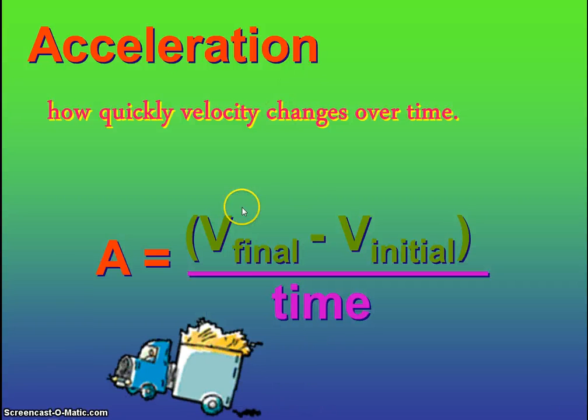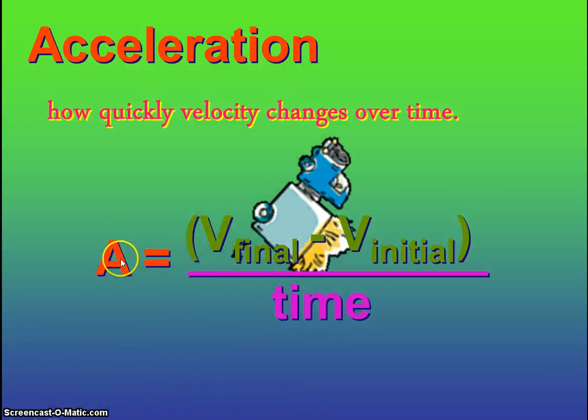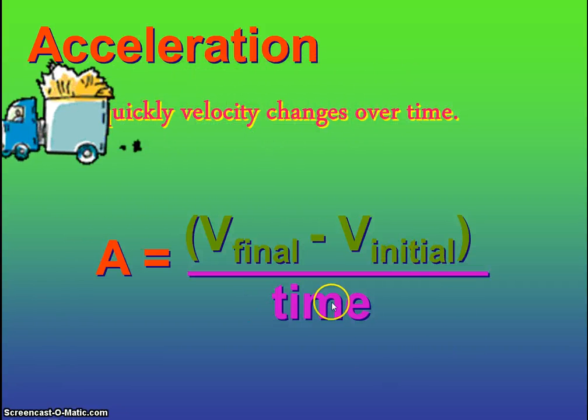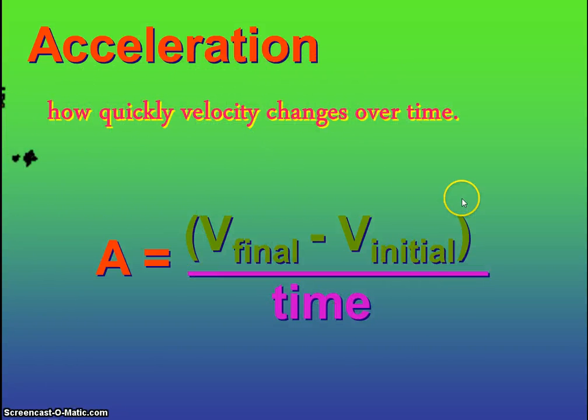Once again, acceleration equals your final velocity minus your initial velocity divided by time. Both of these are in parentheses, which means you must do that first before you divide by time. Follow your steps just like algebra, because that's what it is.